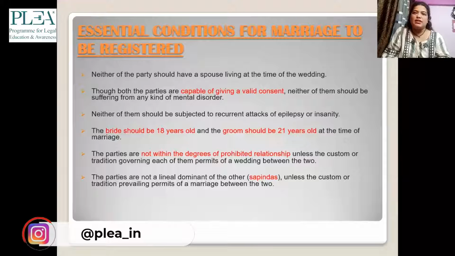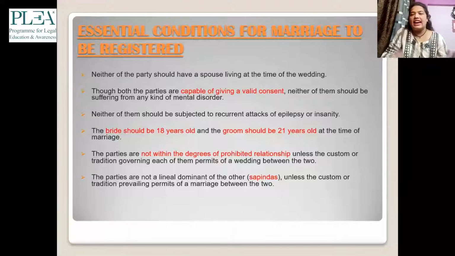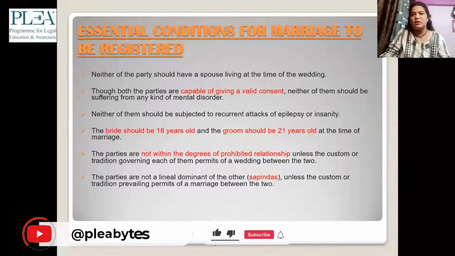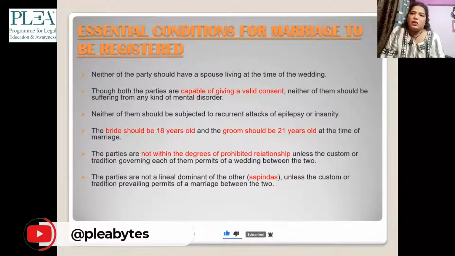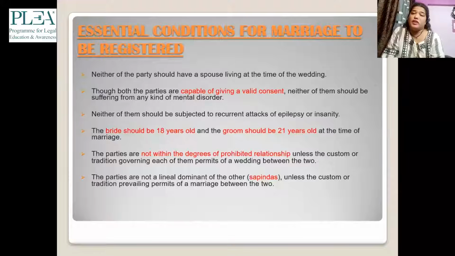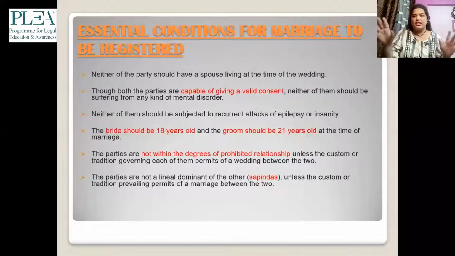But even in that case, if you want to register the marriage, it more or less depends. So parties should not be within the prohibited degrees of relationship. Then the parties should not be linear descendants of the other, that is sapindas, in the context of cousins basically, unless the custom or tradition prevailing in their particular family or tribe group permits such a marriage to be acceptable between the two.